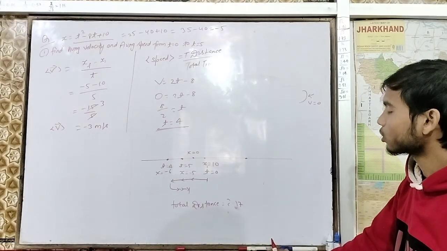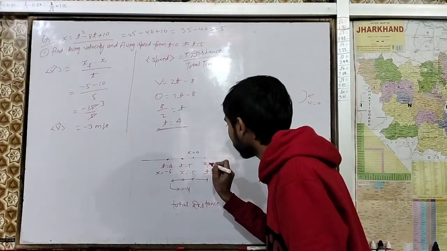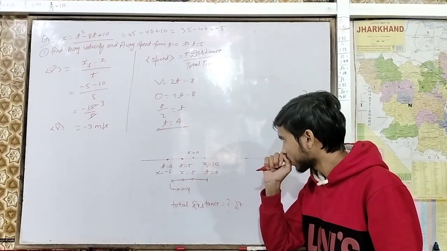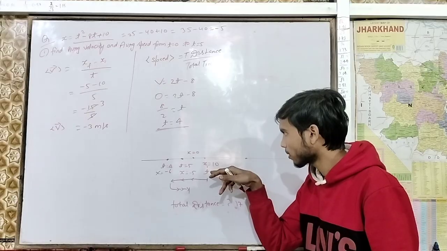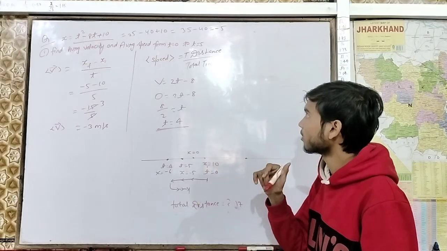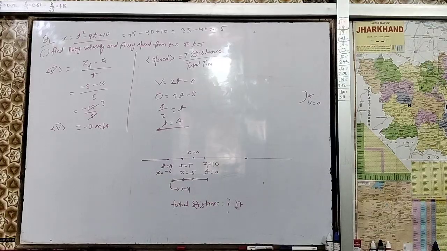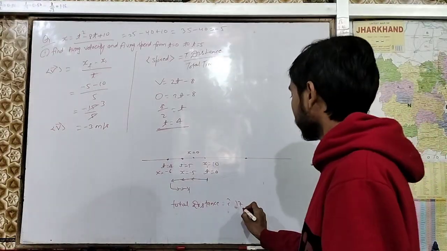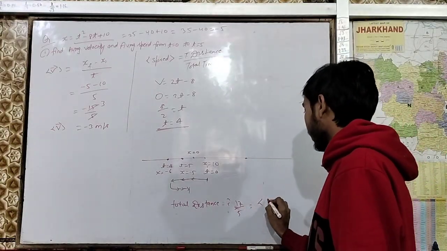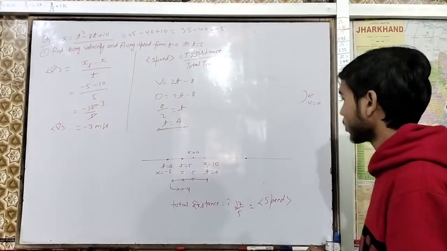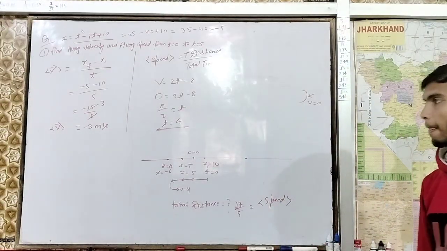Total time is how much? So time we can say from here, t is 0 to 5. Total time is 5. Total distance upon total time, 5, is your average speed. That is how you will calculate total average speed.